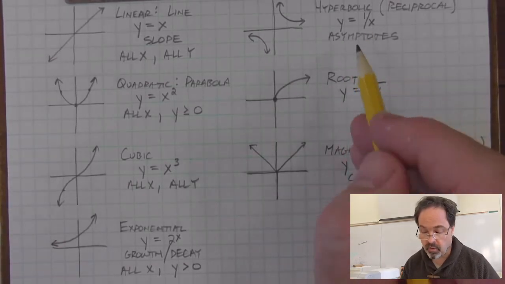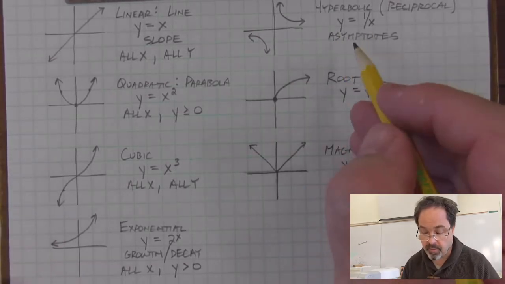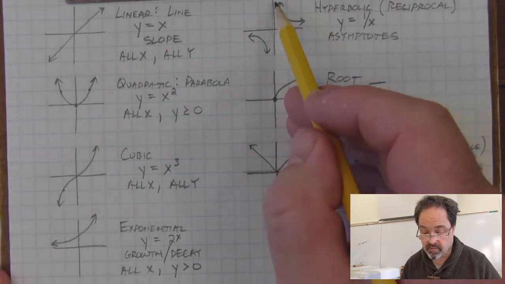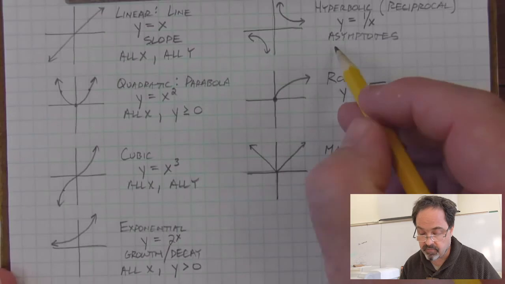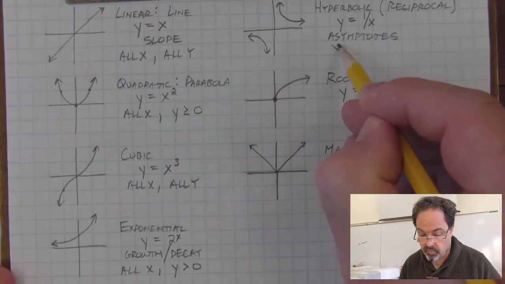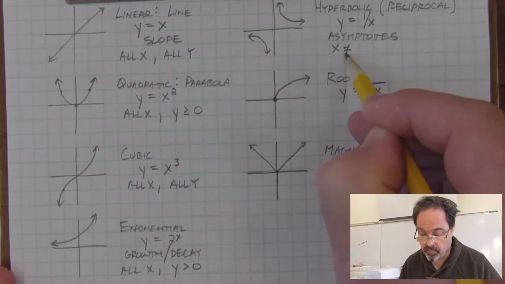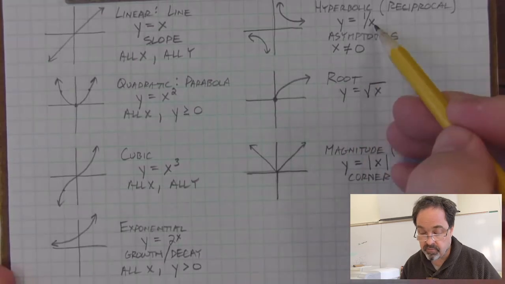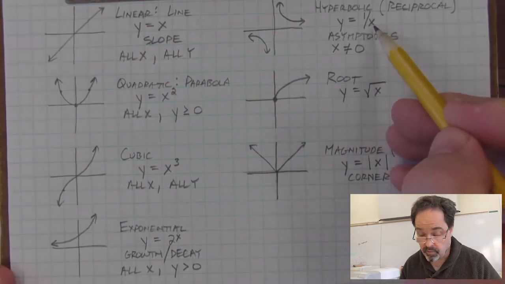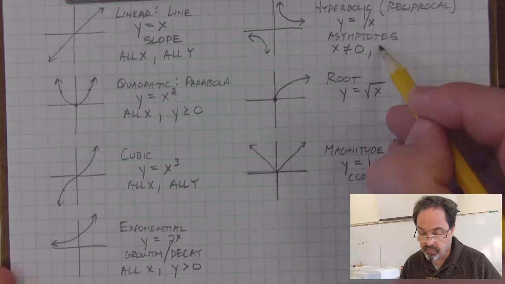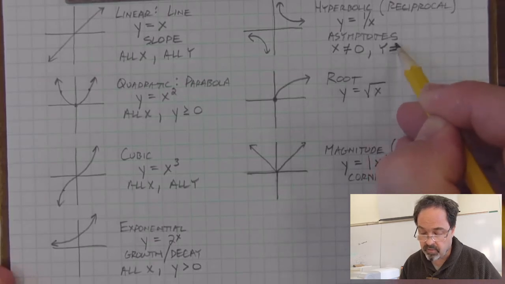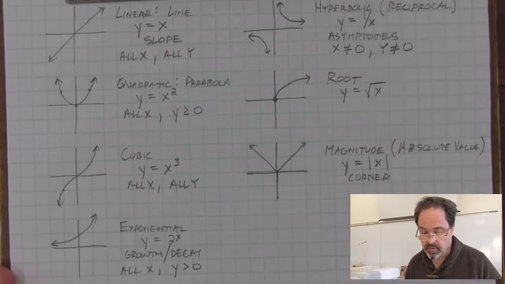Hyperbolic function, we can put everything into it, but not x equals 0. The y-axis, or x is equal to 0, is an asymptote. So we cannot put 0 in. It would cause a division by 0 error. Likewise, we cannot get 0 out of this function, so it's all y that's not equal to 0.